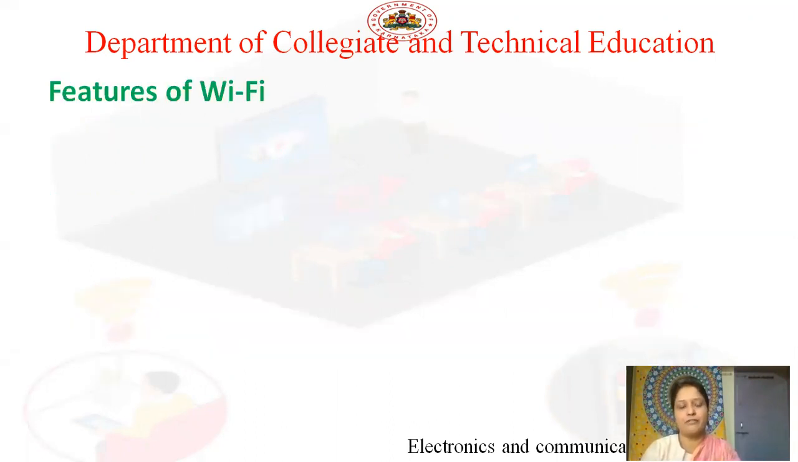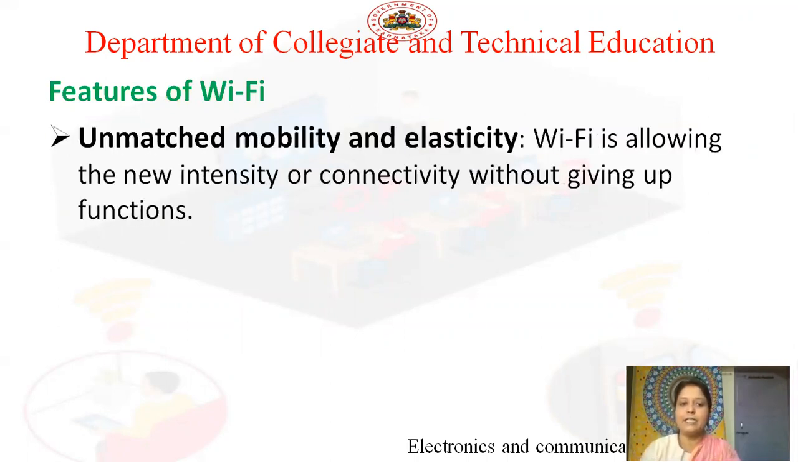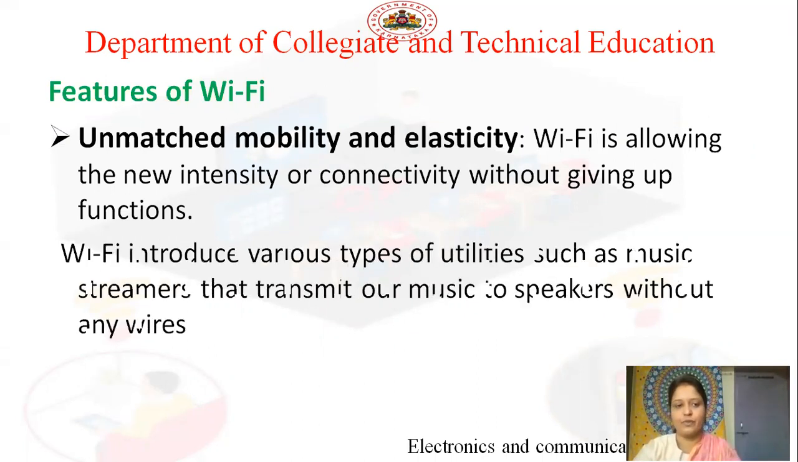Next, the features of Wi-Fi. What are the different features here? First one, unmatched mobility and elasticity. That is, Wi-Fi allows new connectivity without giving up functions here. Wi-Fi introduces various types of utilities such as music streamers that transmit our music to speakers without any wires. That is, without any wires, we can transmit our music to the speakers here.